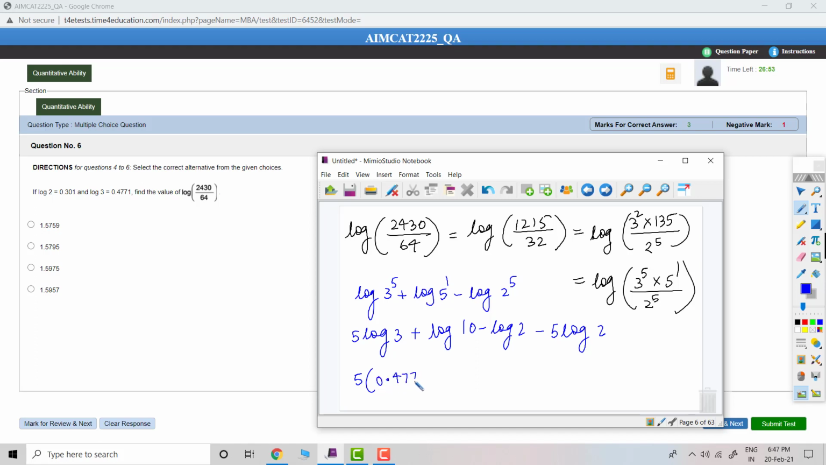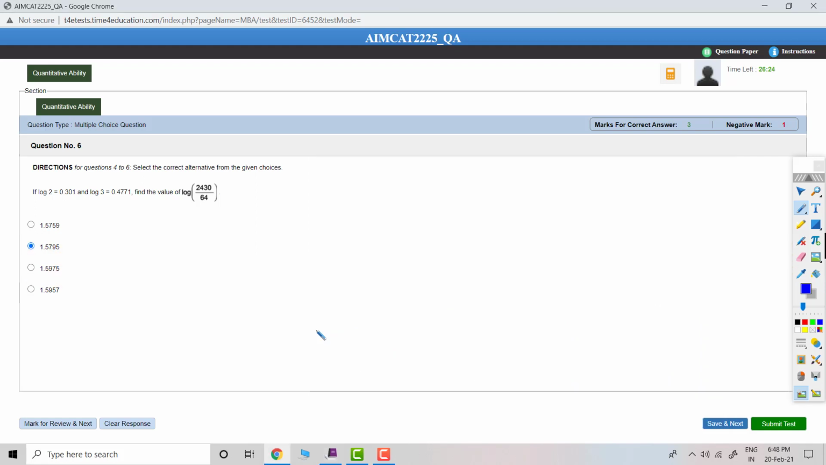Okay, so now look here, this is 5 times log 3, which is how much? 0.4771, plus 1 minus 6 times log 2. Minus 6 times log 2 is how much? 0.3010. Okay, I will be using calculator here. Let me use calculator from phone. Let me calculate this. 5 into 0.4771, plus 1, then 6 into 0.3010, and we need to subtract this. So according to calculator, the answer is 1.5795. So again option number B.